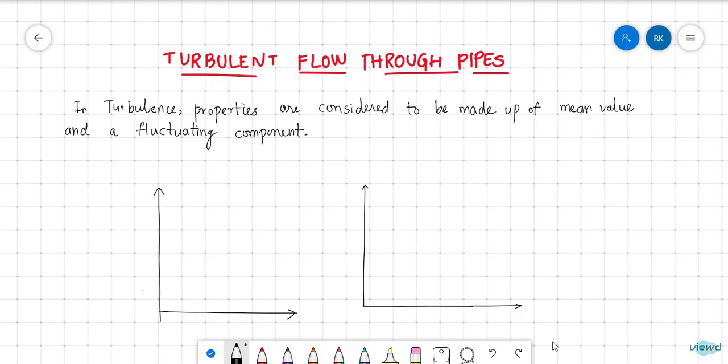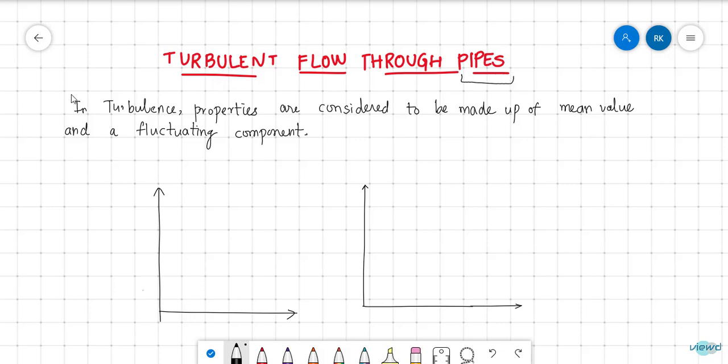In this video, let us see about the turbulent flow through pipes. Most flows that we encounter in our daily life are turbulent flows. Laminar flows are very rare, but most flows are turbulent flows. Let us analyze these turbulent flows in this video, and mainly we will analyze turbulent flow through pipes.